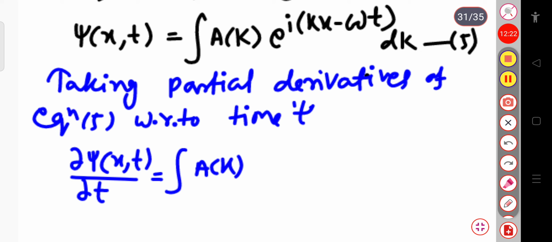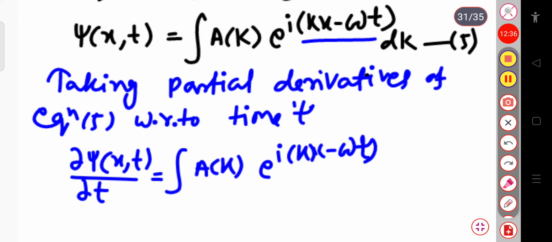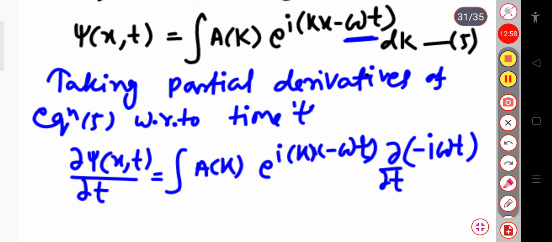Again, the exponential term will remain as it is, that is exponential of i(kx minus ωt). Then I have to take the derivative of this part, i(kx minus ωt). Here we are simply taking the derivative with respect to t, so the other term remains as a constant, and the derivative of the constant term is 0. So simply I have to take the derivative of minus iωt, that is ∂/∂t of minus iωt, which will be simply minus iω.